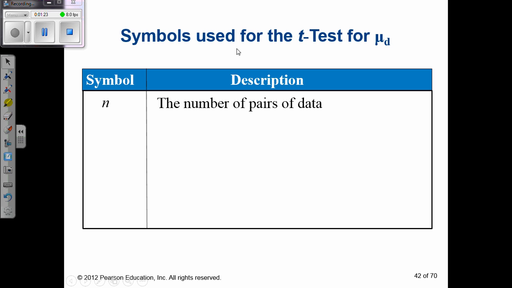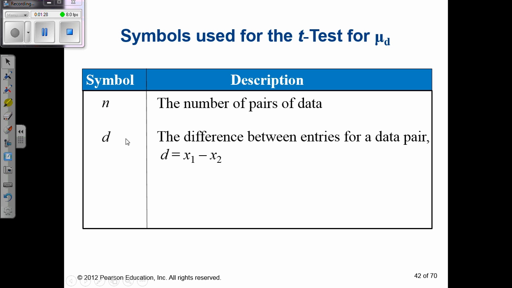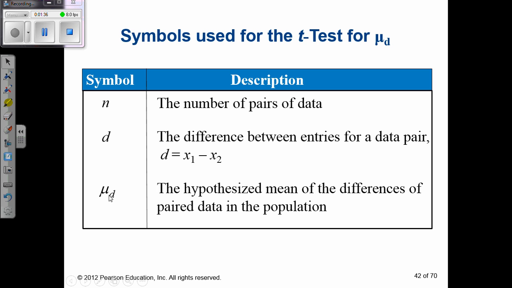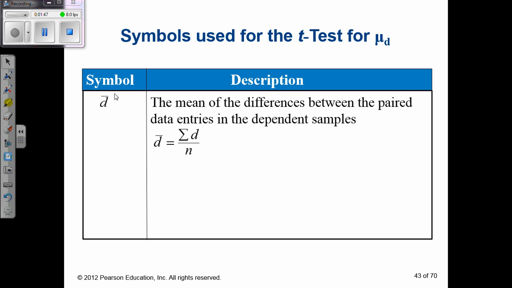So here are some of the symbols that we're going to use. N will stand for the number of pairs of data. D is the difference between each entry: entry 1 for sample 1 minus entry 1 of sample 2. And then mu sub D is the hypothesized mean. Usually, we're going to be looking at this being equal to 0, or less than 0, or greater than 0.